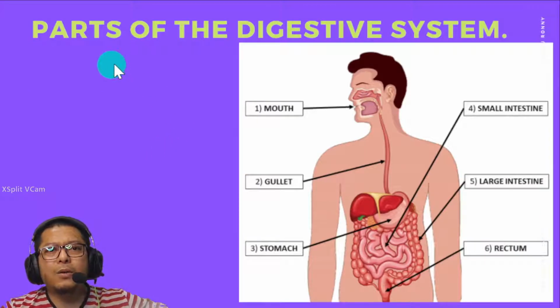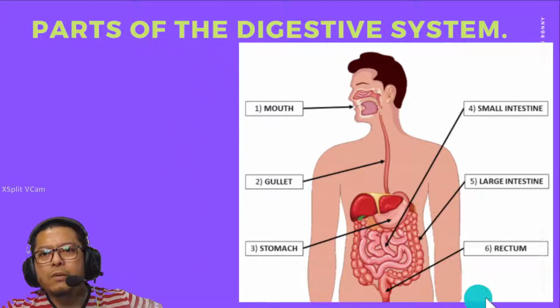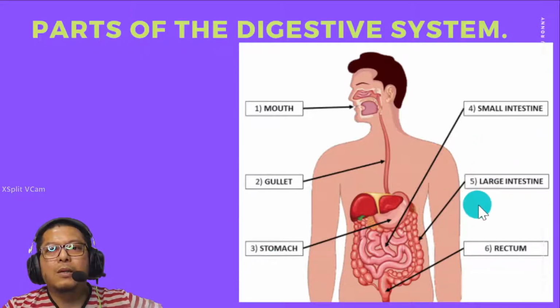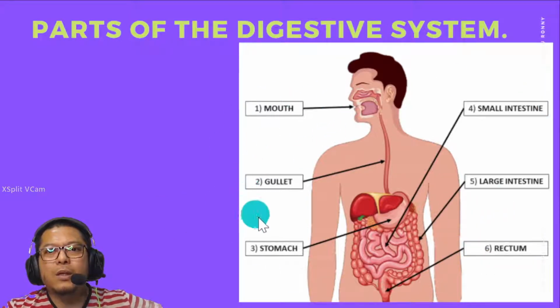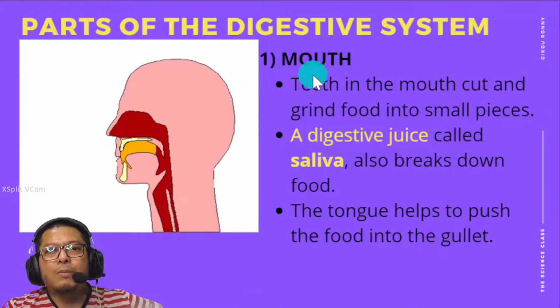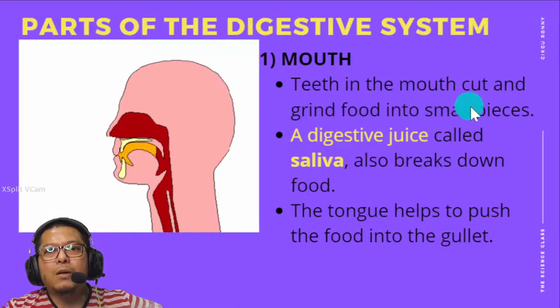Now let's take a look at parts of the digestive system. So in the digestive system, we will learn about 6 parts. We start with 1 mouth, 2 gullet, 3 stomach, 4 small intestine, 5 large intestine, and 6 rectum. So these 6 are the parts of the digestive system we need to learn. Now we start with mouth. Teeth in the mouth cut and grind food into smaller pieces.